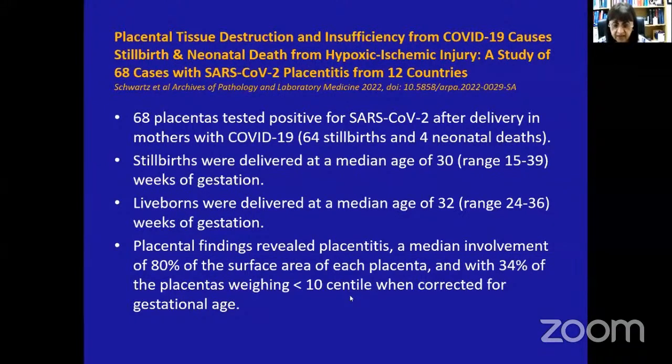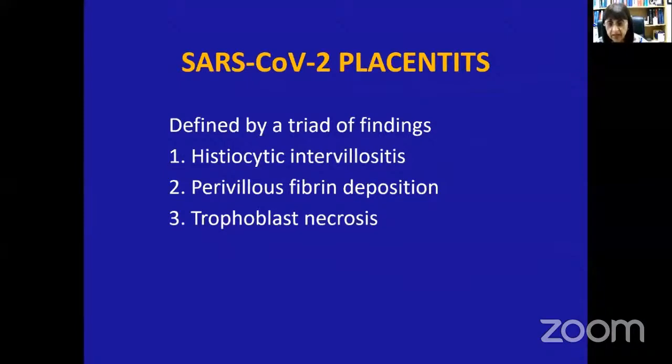So not only were there signs of inflammation, and in many instances just obliteration of villus, normal villus vascularity, but this involved 80% of the surface of the placenta, and the size of the placentas was severely reduced in many cases. So they ended up saying that there was a triad of findings that will tell you whether or not you have SARS-CoV-2 placentitis. One is histiocytic intervillositis.